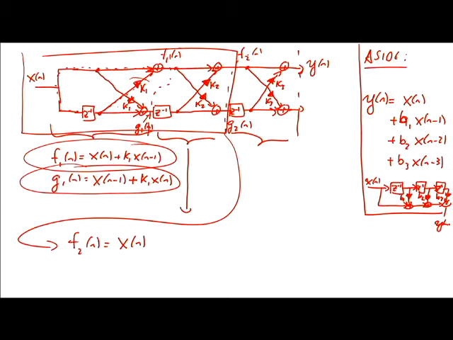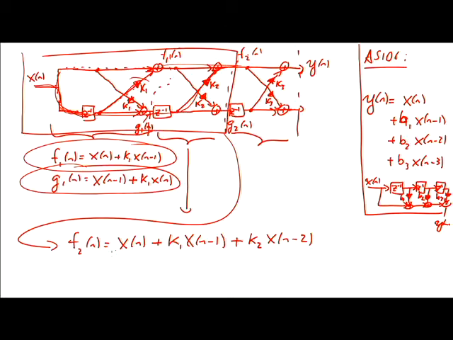Then what we're going to get is this contribution here, right? So we're going to get k1 x of n minus 1, right? So we're going to have this guy. Now, here's kind of an interesting situation. I can also get this path, delayed twice, and come out that way. So I can get k2 x of n minus 2.